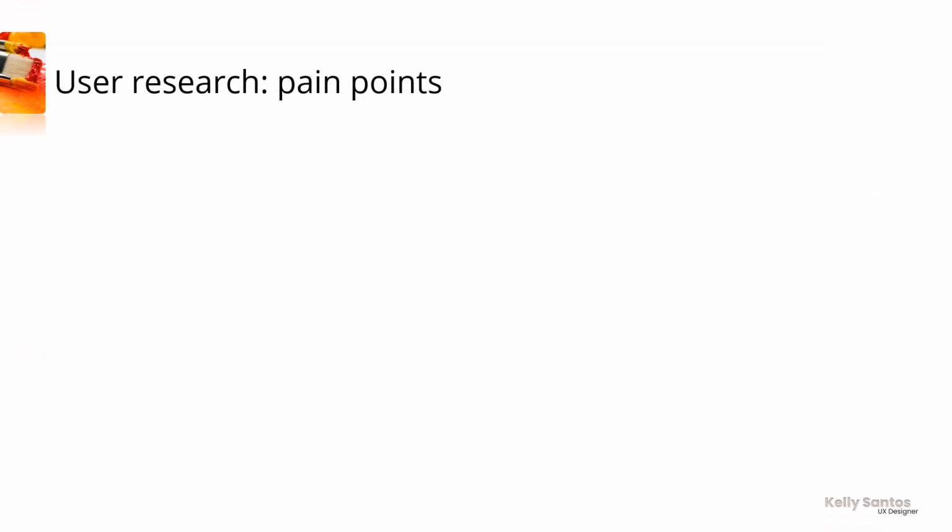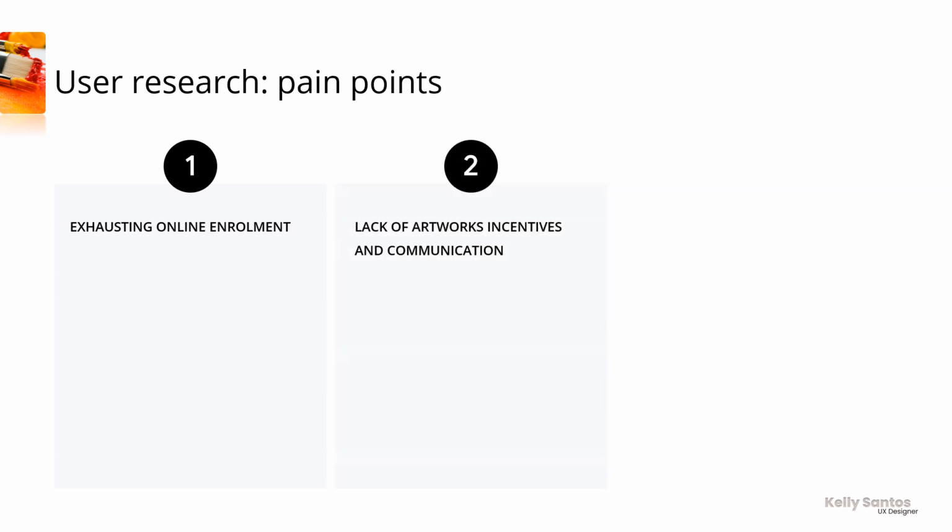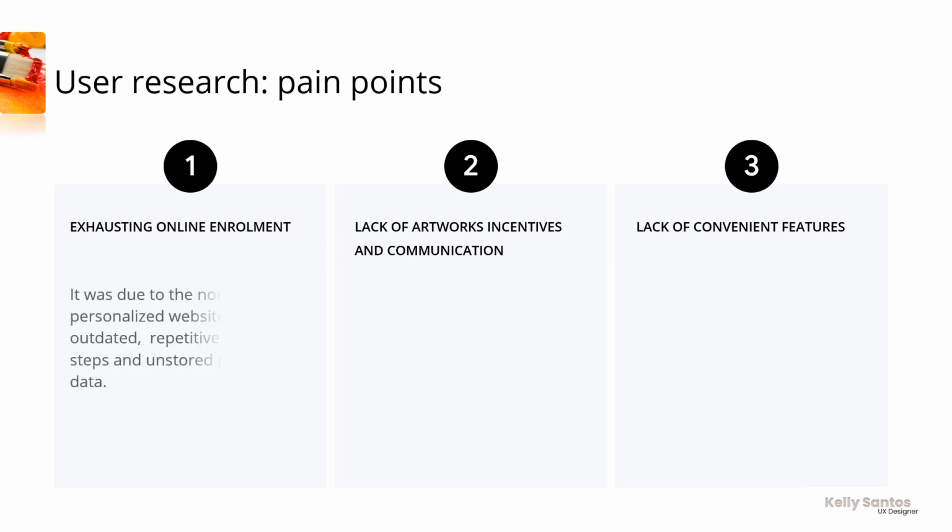User research pain points. 3 pain points were highlighted along the research. 1. Exhausting online enrollment. 2. Lack of artworks incentives and communication. 3. Lack of convenient features. For the exhausting online enrollment, it was found that it was due to the non-personalized website that was outdated, repetitive enrollment steps, and unstored personal data. The proposed solution was a streamlined, inclusive app design.